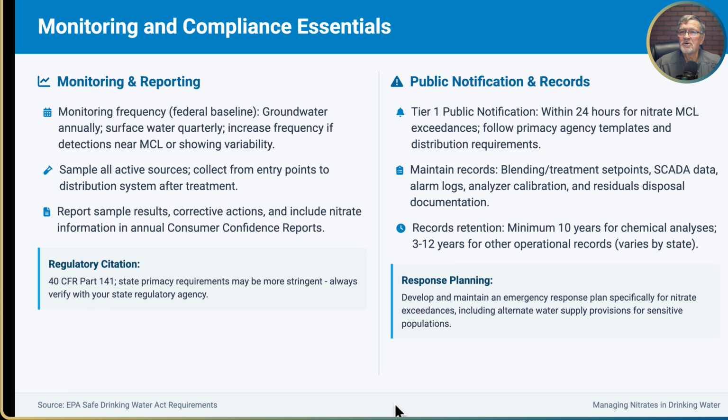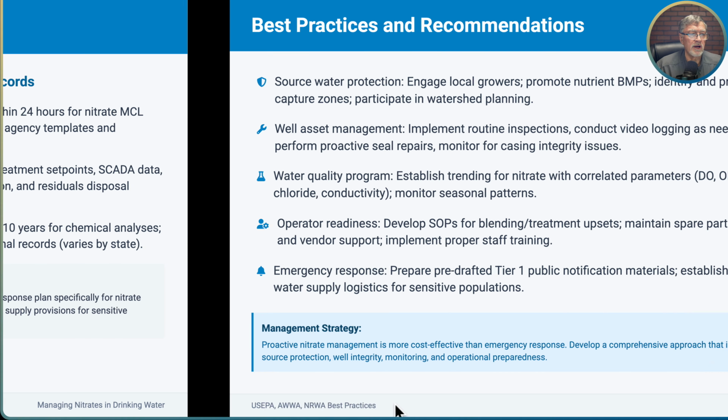So response planning: you want to develop and maintain an emergency response plan specifically for nitrate exceedances, including alternate water supply provisions for sensitive populations. If you have nitrate issues, you're going to want to have that emergency response plan. Obviously you're going to need to do the Tier 1 public notifications, but then that emergency response plan is going to have to kick in and deal with the situation to get things back on track.